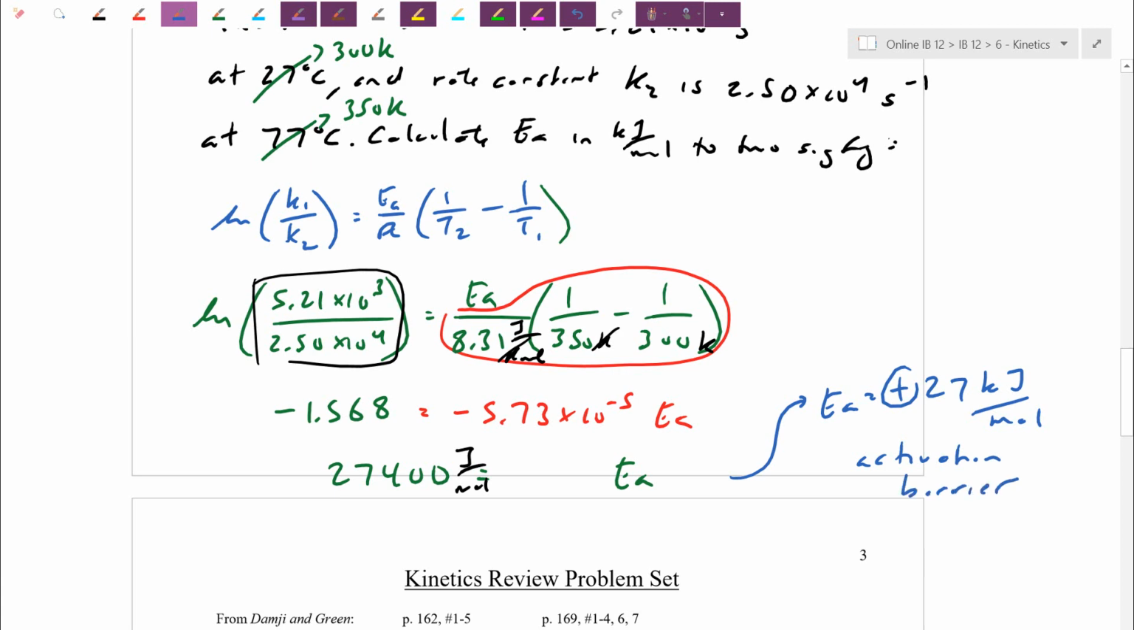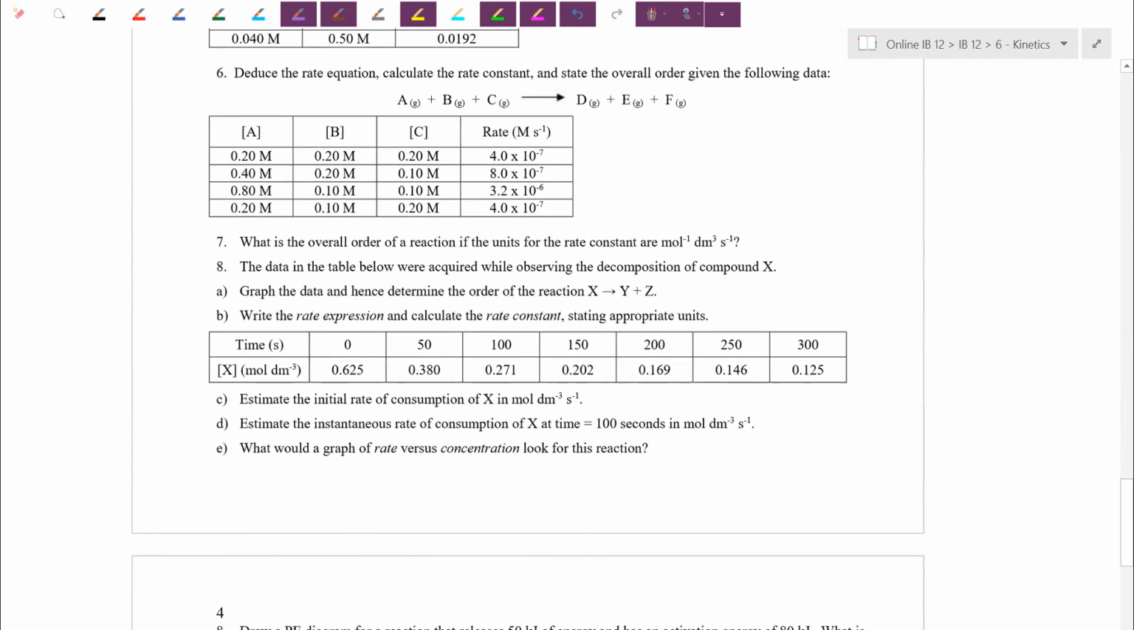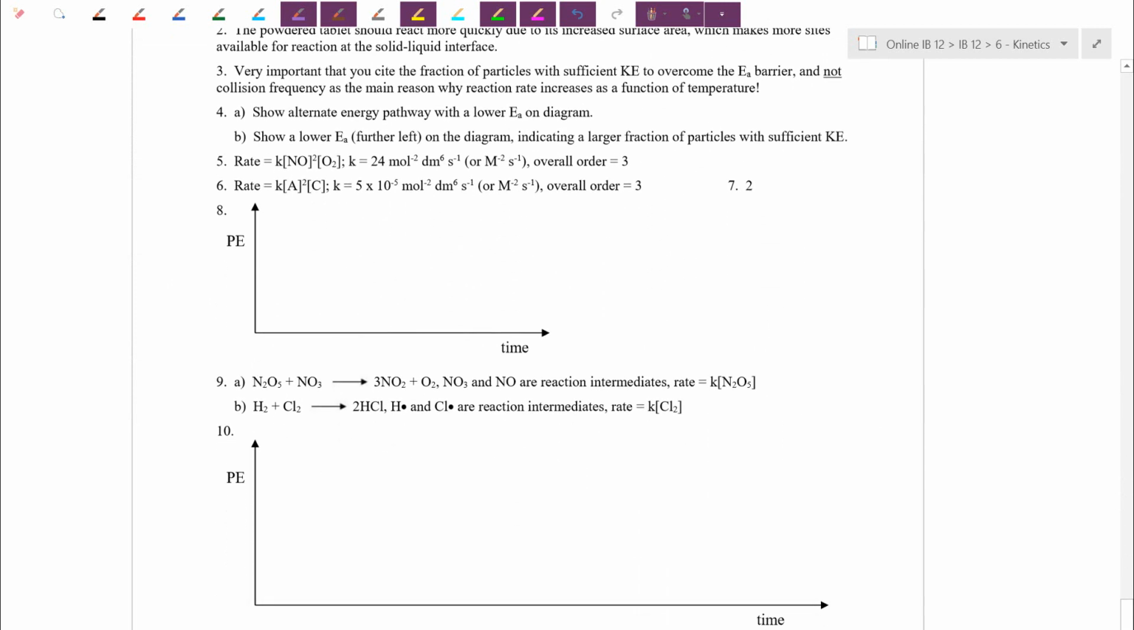Right? So there's a bunch of questions for you to practice in this problem set, some method of initial rates, and then playing around with the Arrhenius at the end, maybe doing a graph of sorts, and going from there. All right? So if you have any questions, just let me know.